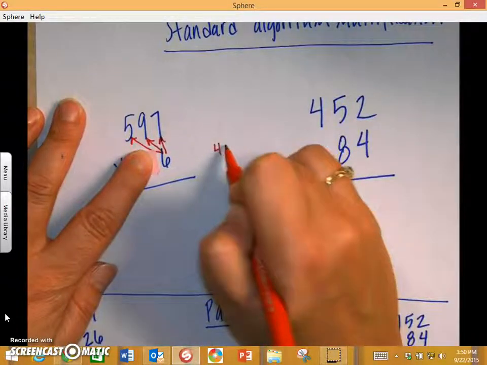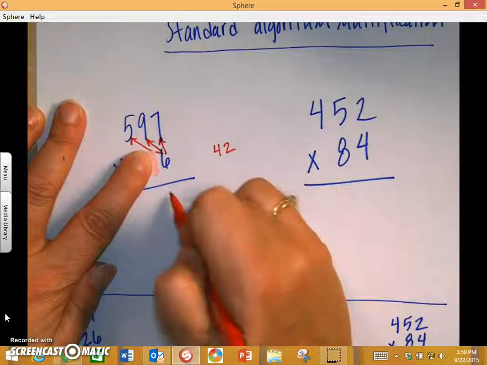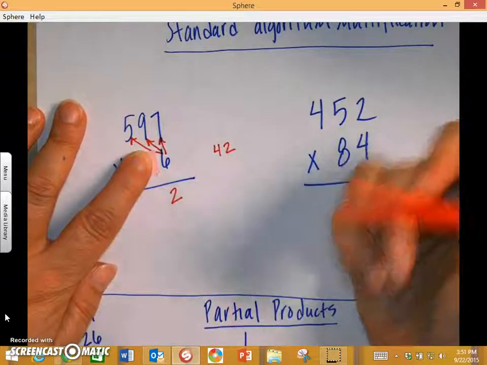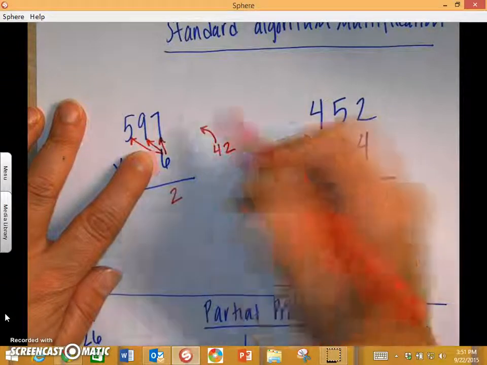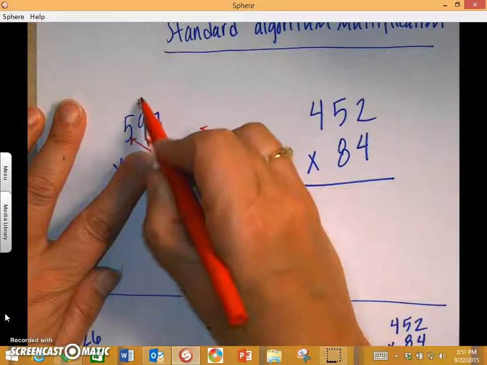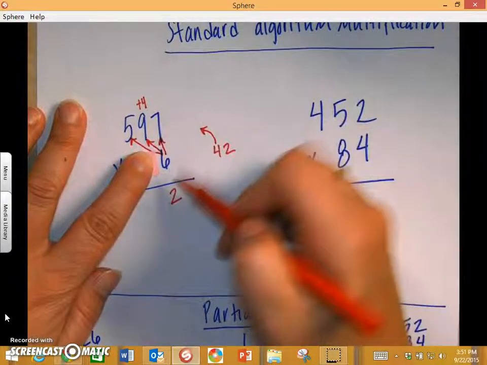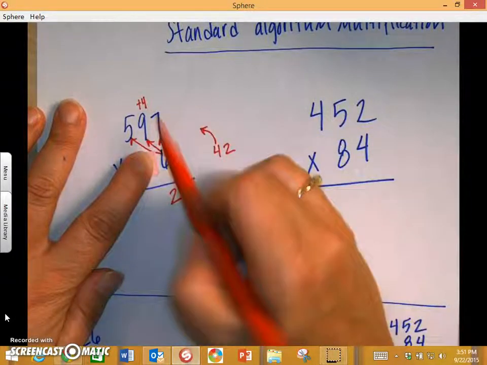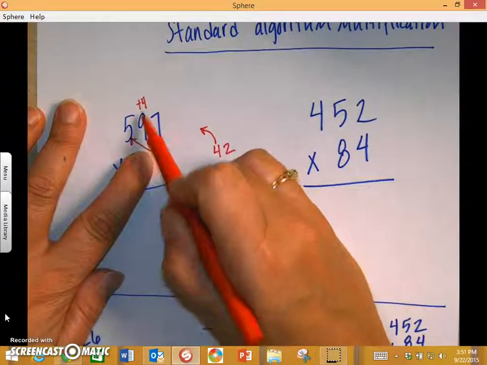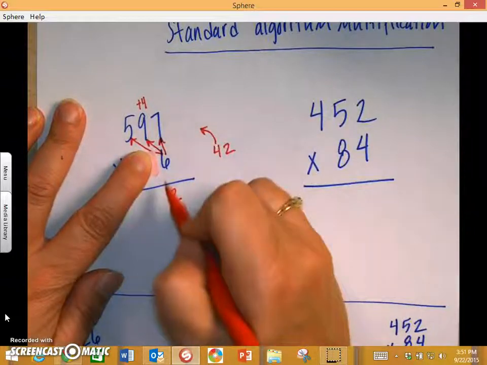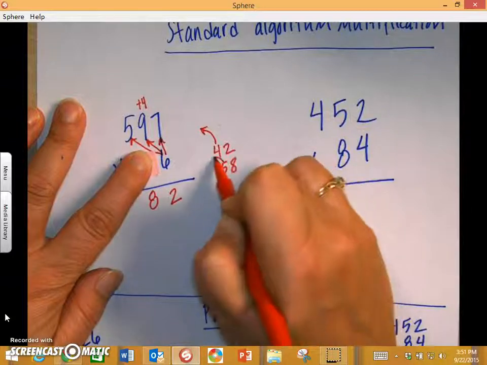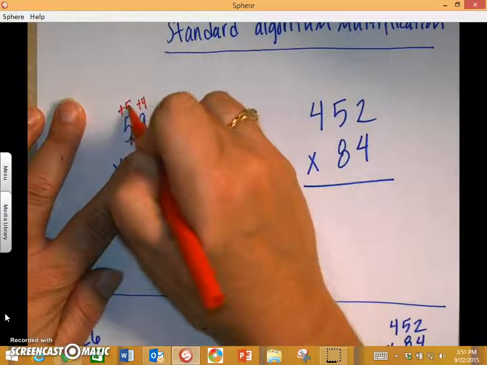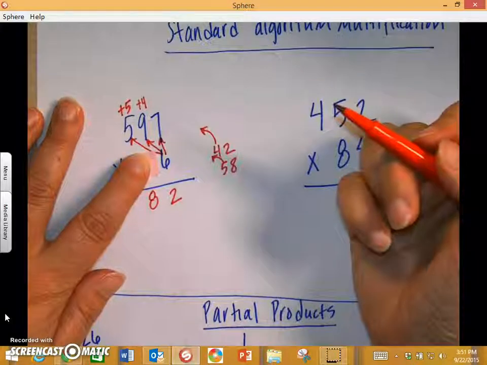Well, our answer is 42, but you can only put one digit in the ones place. So the digit you write here is the 2, and you carry the 4 to the next column that you are going to multiply to. And then you're going to add it. So we do 6 times 9 is 54. Plus 4 is 58. So I'm going to write my 8. And I have to carry my 5 to the next position that I'm going to multiply to.